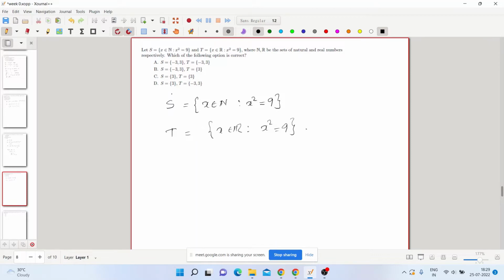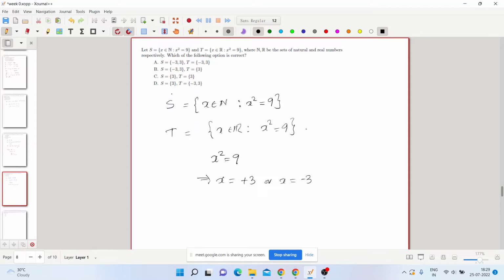Here in both cases the condition x square equal to 9 is the same, but the thing is where x is coming from. In the first set x should come from N, in the second set x should come from R. In both cases we need to solve the equation x square equal to 9. Let us see. x square equal to 9 means x equal to either plus 3 or minus 3. These are the only two values such that x square equal to 9 is satisfied.